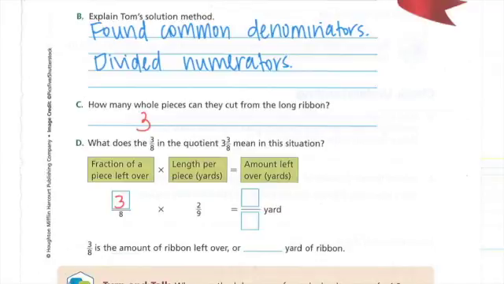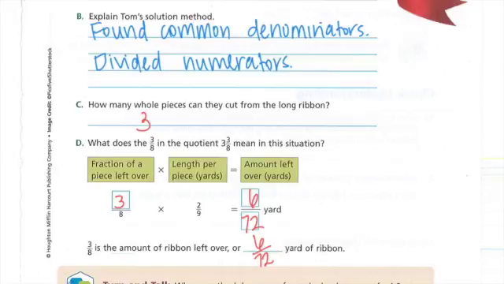And the length that they wanted to make them were 2/9. So they had 3/8 of that 2/9. So let's see how much was actually left. So if we multiply 3 times 2 is 6, and 8 times 9 is 72. So 3/8 of a piece is the amount of ribbon left over, or there's 6 over 72 yards left.